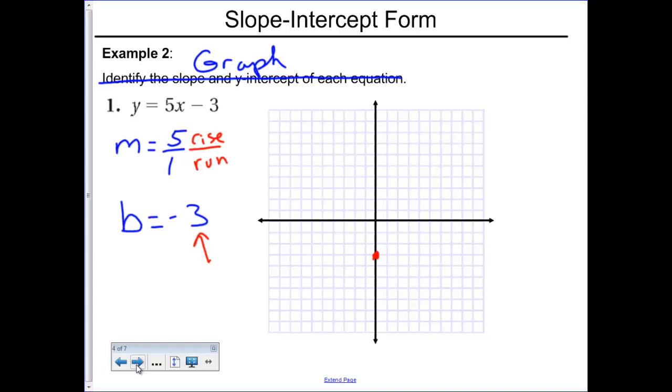So from this point here, we're going to go up 1, 2, 3, 4, 5 and over 1, and that gives us a point there. And I can do it again, up 1, 2, 3, 4, 5 and over 1. And if I wanted to find points on the other side of the intercept, I can go down 1, 2, 3, 4, 5 and over 1. And as you can see, we have a slope of 5, which is a very steep line. And just use a straight edge. I'm just free-handing this. And that would be our graph.